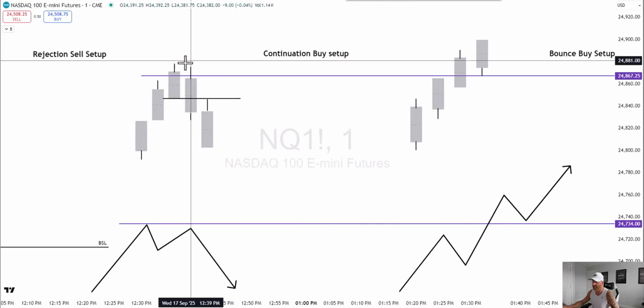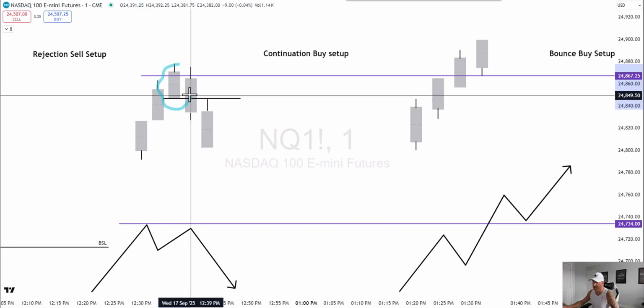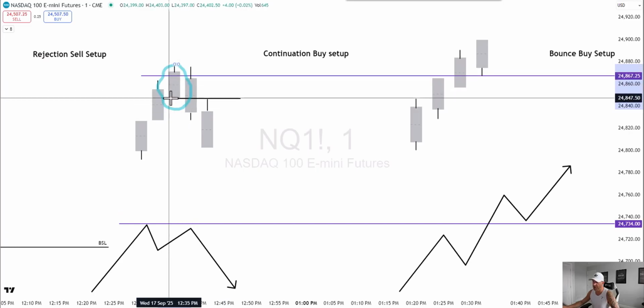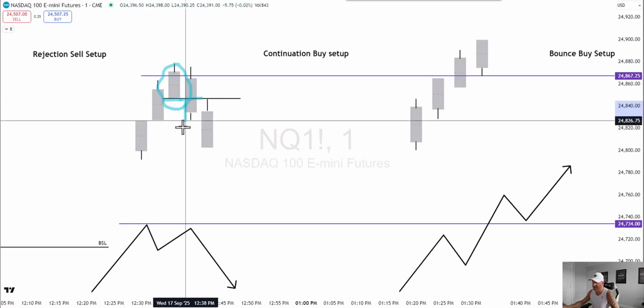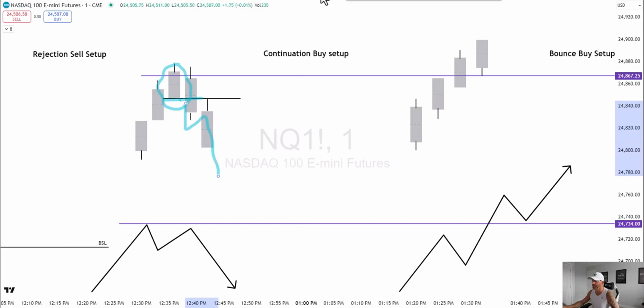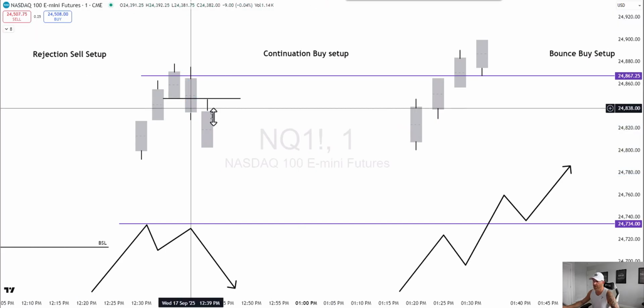Okay, so right here, this is our displacement candle. Boom. So when that closes, we open, push up, and then close right here. Then we enter and continue to the downside. Okay, so that's the rejection sell setup right there.